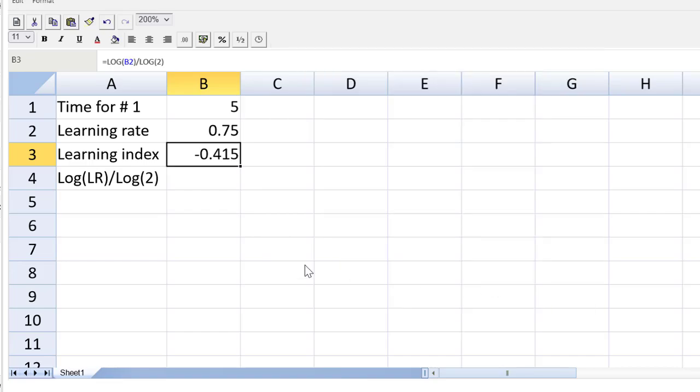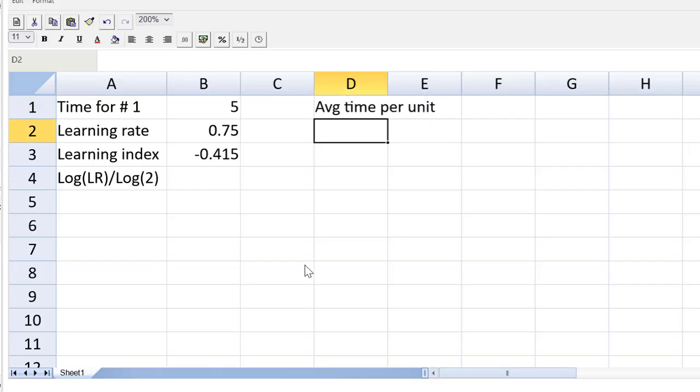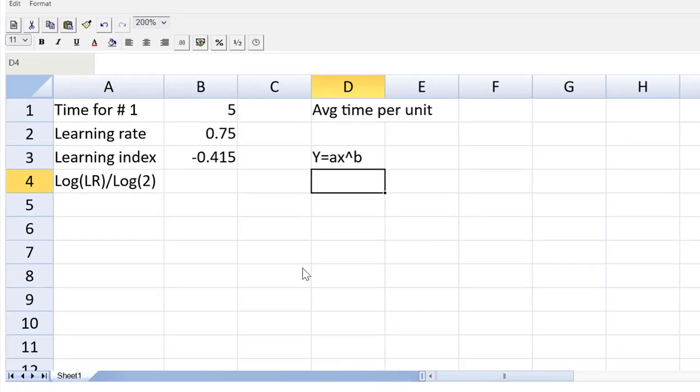And there it is, rounded to the same precision that we saw in the question. Now that we have that, we're going to use this formula to get the average time per unit. And that is equal, well, the formula is y is equal to ax to the power, using that caret symbol, of b. Now, just quickly, look at what's happening there.